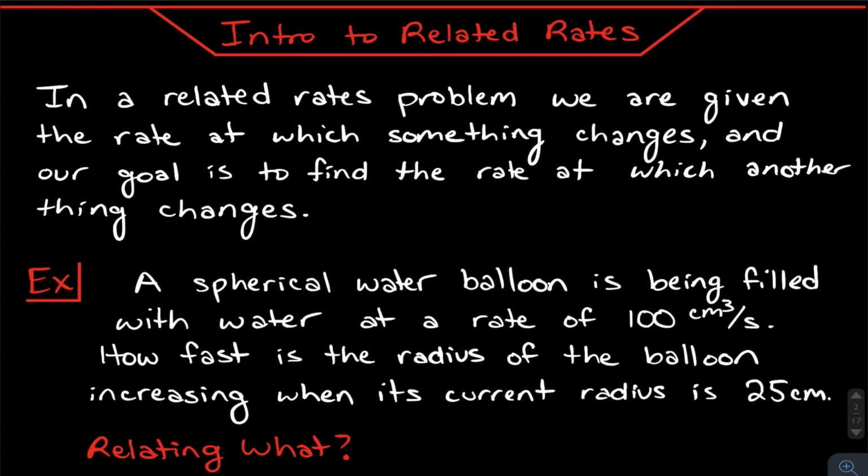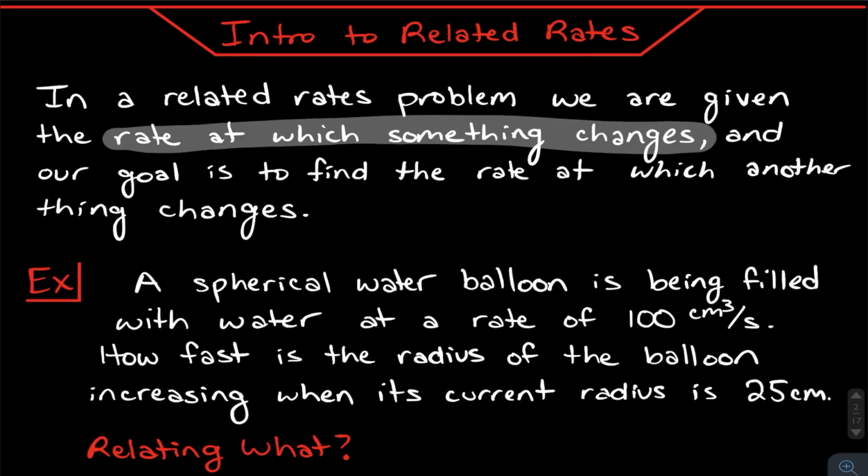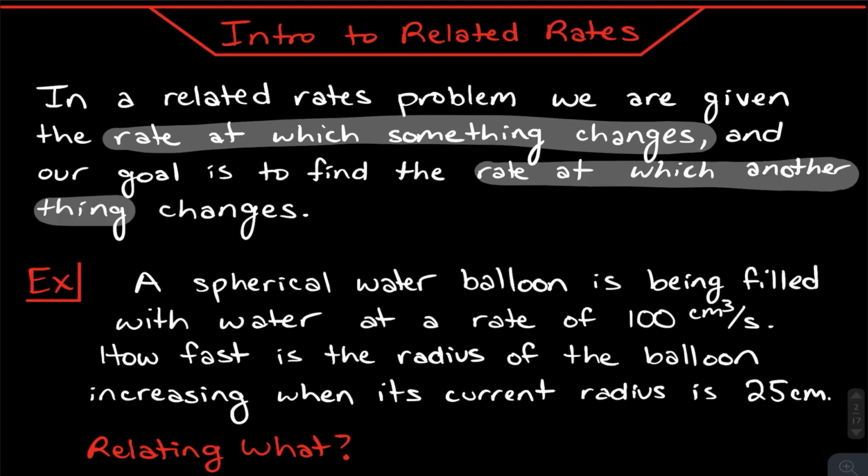Okay, so first I want to start out with a quick introduction to related rates, right? Before we even get into any of these practice problems, we've got to know what we're actually finding, what we're actually doing with related rates. And so what I have written down here is that in a related rates problem, we are given the rate at which something changes. Okay, that's what we're given. And our goal is to find the rate at which another thing changes. So we are relating two rates.